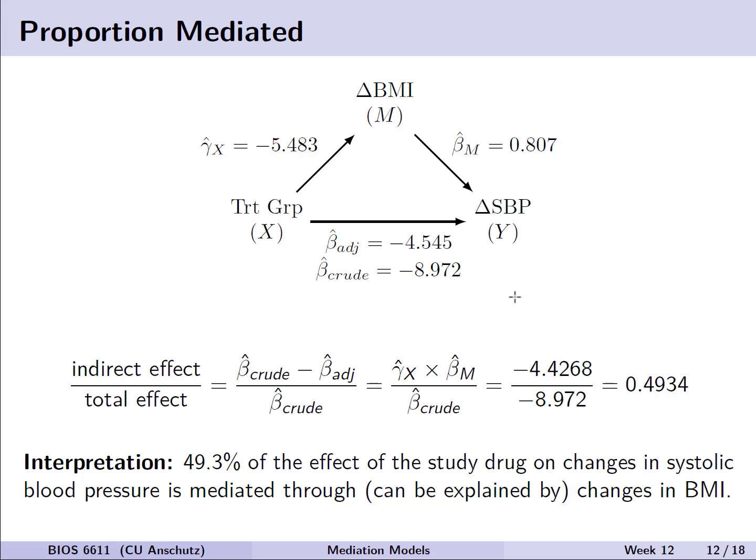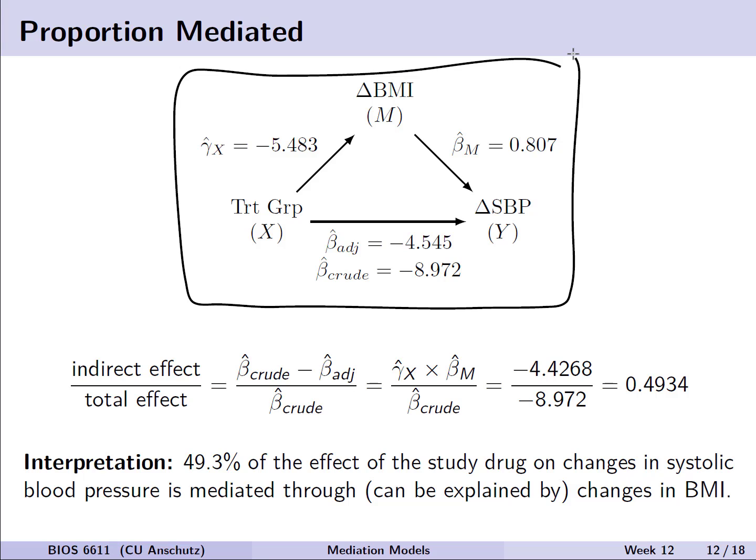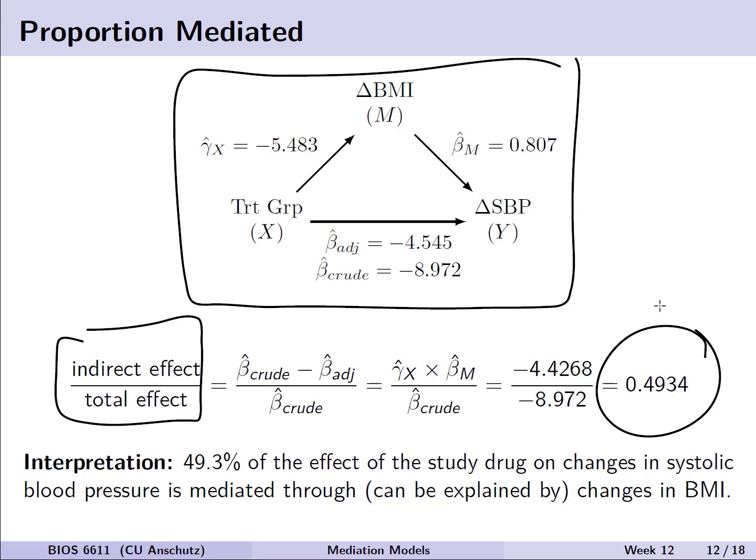Now, of course, many times what we're actually interested in is the proportion mediated. So trying to tie it all together, we have our estimate up here of the general DAG or relationship of information with the corresponding estimators of interest that we may be interested in using. For example, from our indirect effect divided by the total effect, we see that we have an estimate that the proportion mediated is 0.4934. Or, for an interpretation in our context, 49.3% of the effect of the study drug on changes in systolic blood pressure is mediated through or can be explained by changes in BMI.